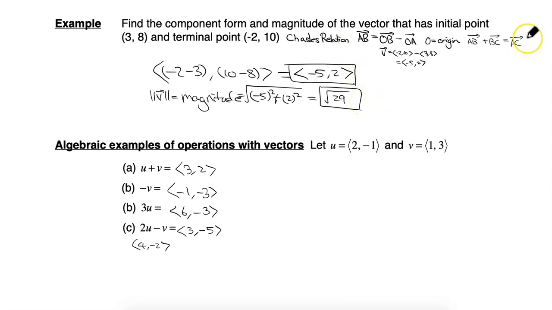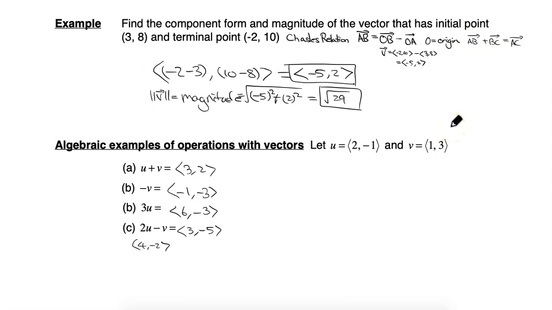Note here that we have another relation, AB plus BC equals AC. That is something we can see geometrically, and we will talk about that again in a few minutes. But if you have a vector going from A to B and then a vector going from B to C, we can put the initial point here at the terminal point of this vector, and we will see it corresponds to a vector that actually starts at A and ends at C.